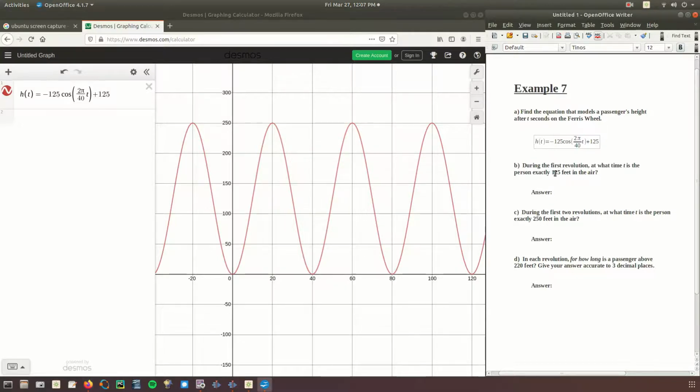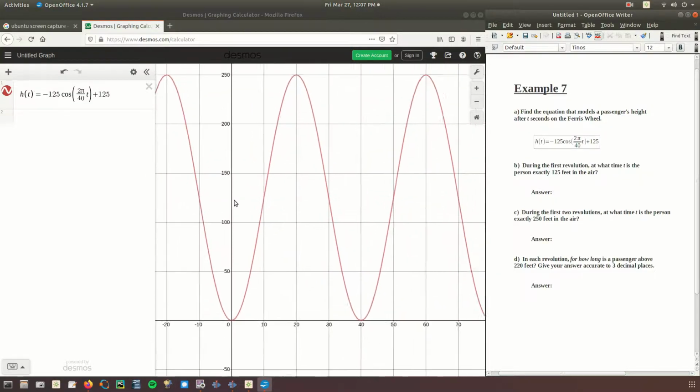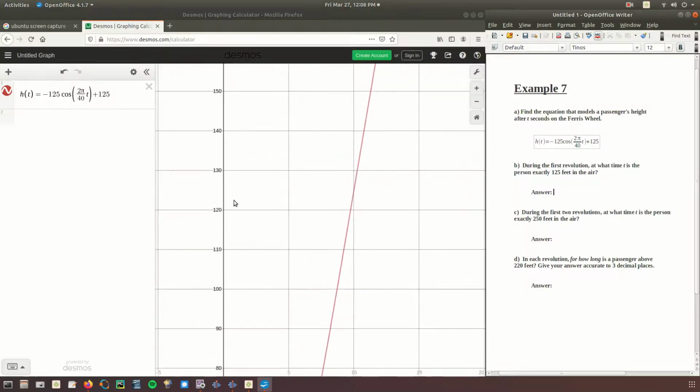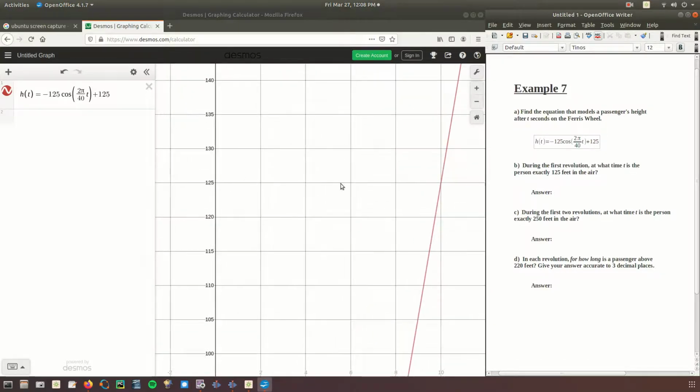Part B is going to ask, during the first revolution, so only in time 0 to 40, at what time t is the person exactly 125 feet in the air? Now, one thing we could do is we could try and maybe zoom in here, and I'm zooming in until I see, oh, it didn't even do it for me there. I was looking for this height of 125, but what I think is going to be a pain for me is trying to eyeball some values that are out here.